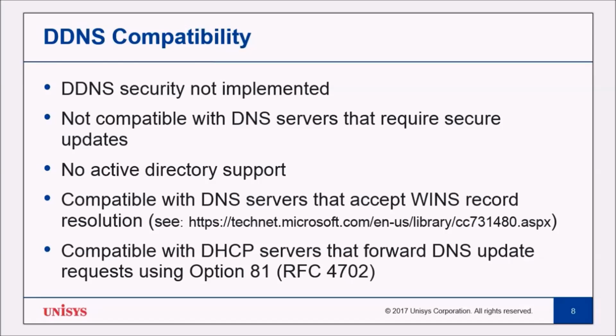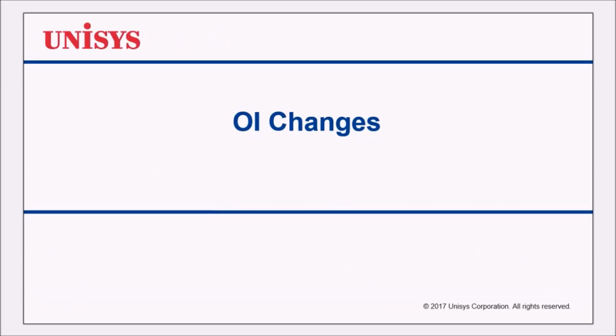WINS update is part of the NX Services name server application. As long as NX Services is properly configured and the local DNS server supports WINS resolution, this should work. DHCP Option 81 tells the DHCP server to do a Dynamic DNS update on our behalf after it assigns us an IP address. Most DHCP servers can be configured to support this option.